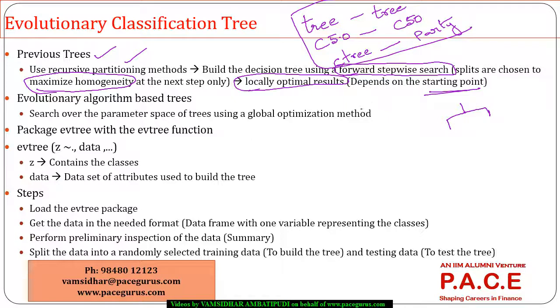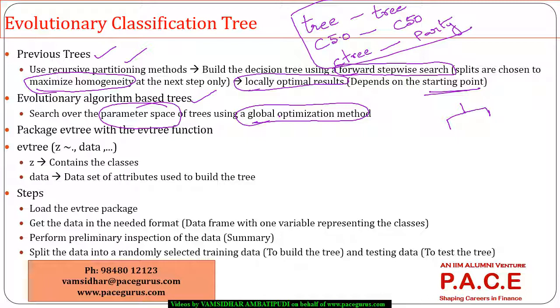So depending on the seed value that we have used, there is a good chance that the best model or the best fitting split is purely based on the starting point that we have chosen for going ahead with the split. Whereas in case of evolutionary algorithm based trees, which is the current one that we are trying to look at, there is a search that is going on the entire parameter space of trees, and instead of a local optimal result, we are going to get a global optimal result.